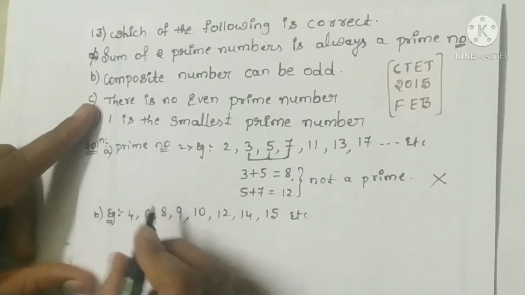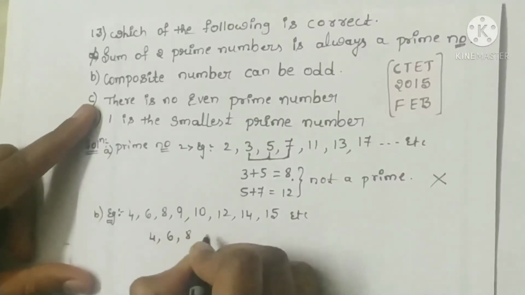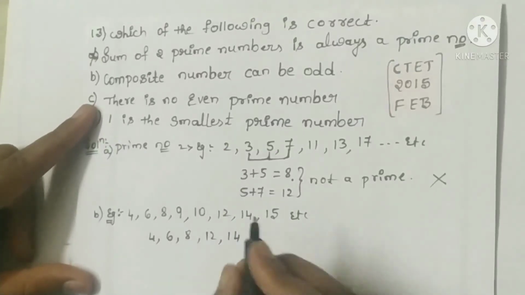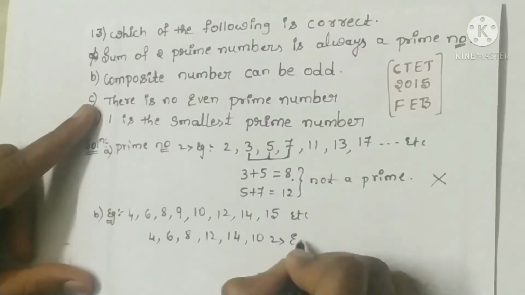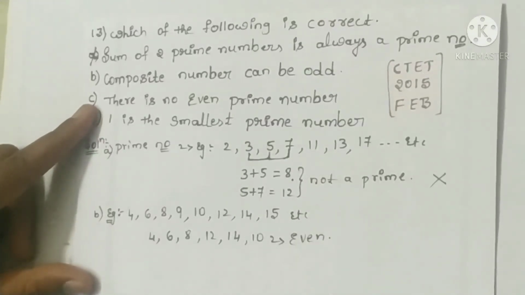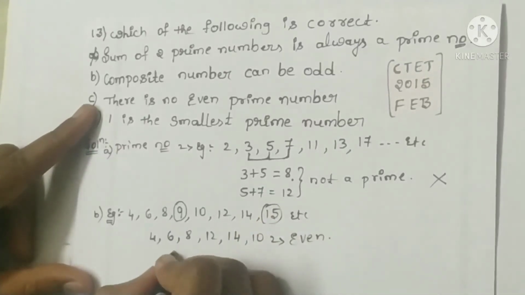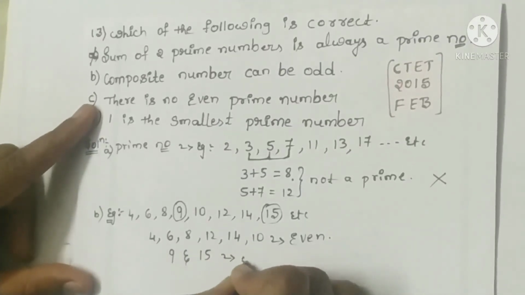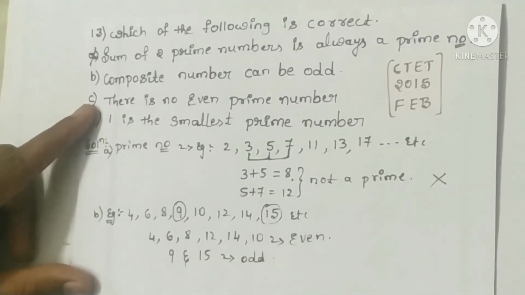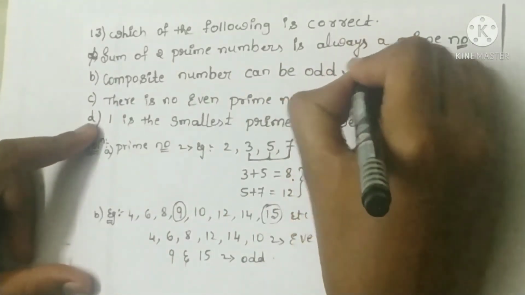Here if you observe, 4, 6, 8, 12, 14 and also 10 are even numbers, and here 9 and 15 are odd composite numbers. So composite number can be odd. So option B is the correct answer.